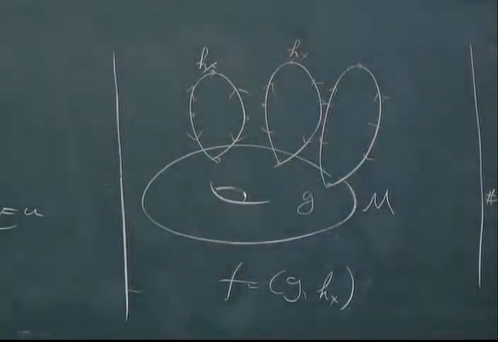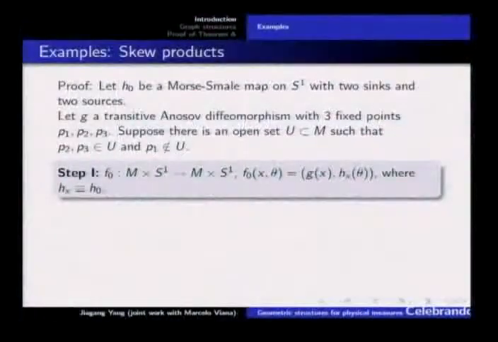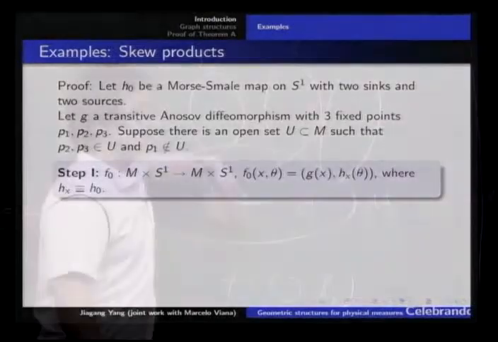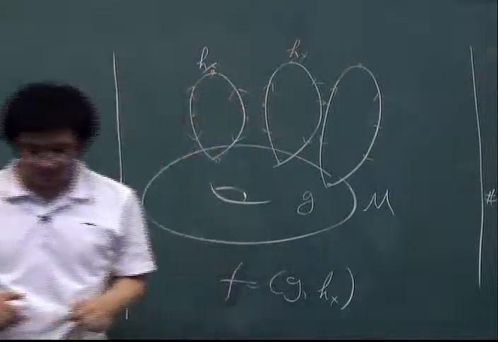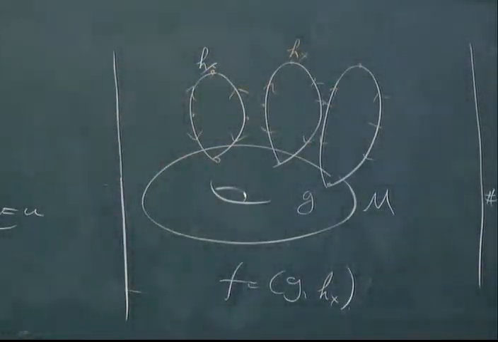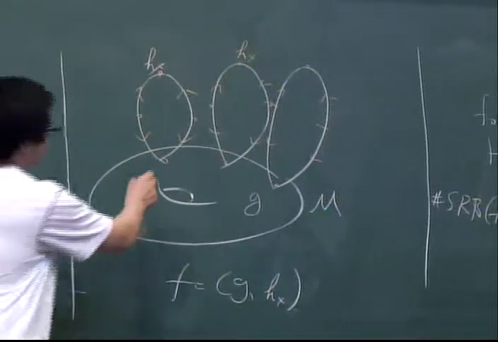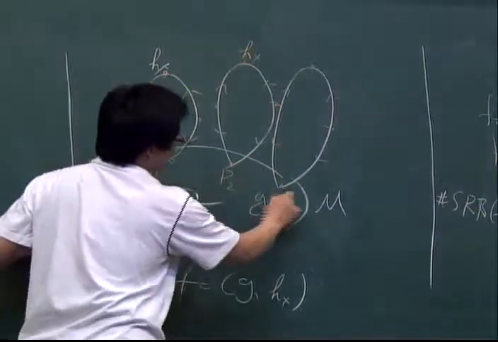So for F0, it's a real skew product. It's a product. Because H0 is most small, this system is hyperbolic. We have two attractors. One attractor is in the top, which is a torus. Another is in the low. So we have P1, P2, P3.